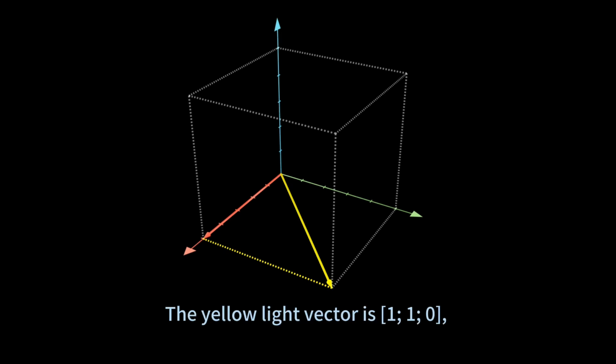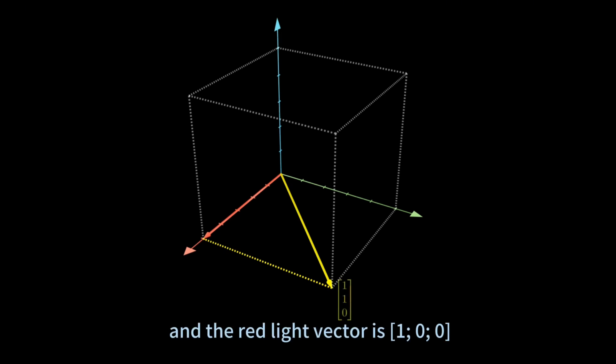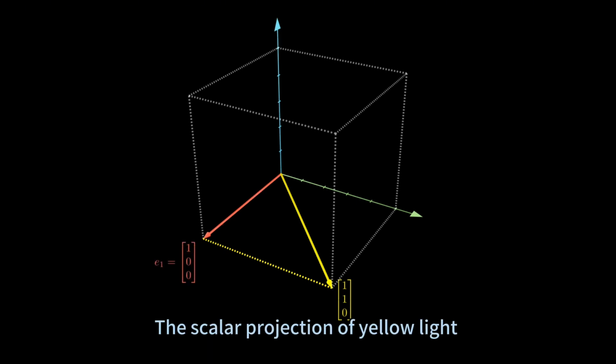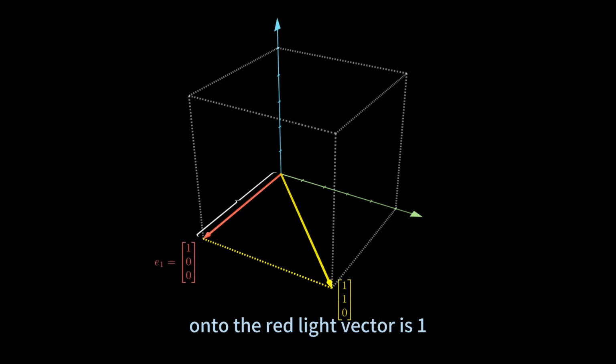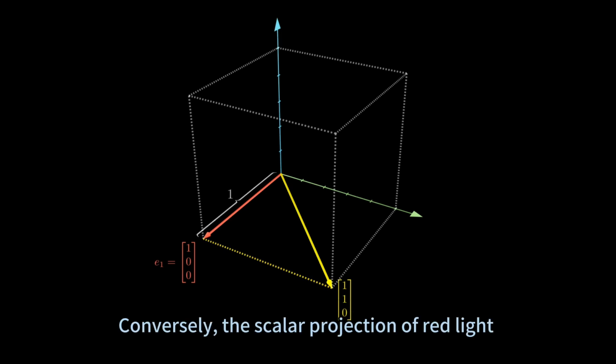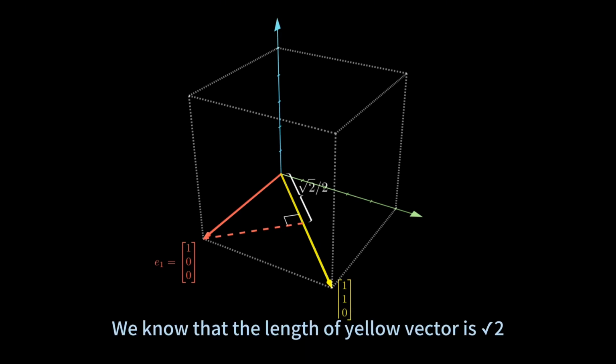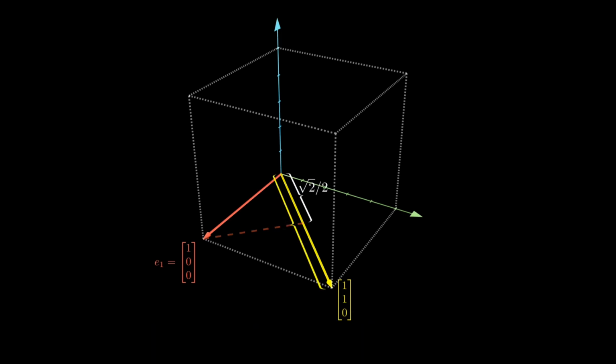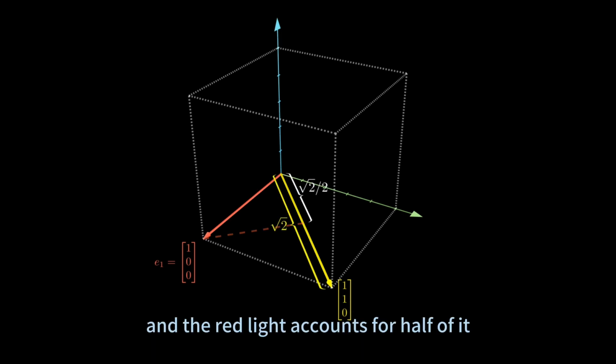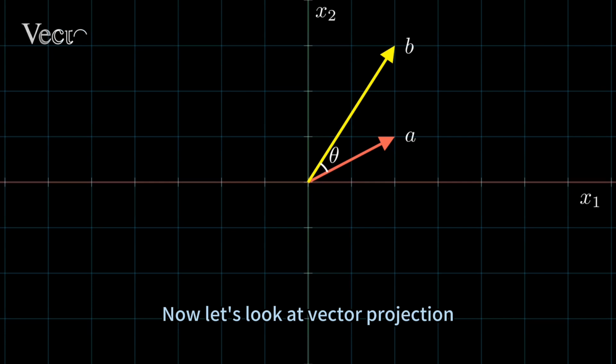The yellow light vector is 1, 1, 0, and the red light vector is 1, 0, 0. The scalar projection of yellow light onto the red light vector is 1. Conversely, the scalar projection of red light onto the yellow light is square root of 2 over 2. We know that the length of the yellow vector is square root of 2, and the red light accounts for half of it. Now let's look at vector projection.